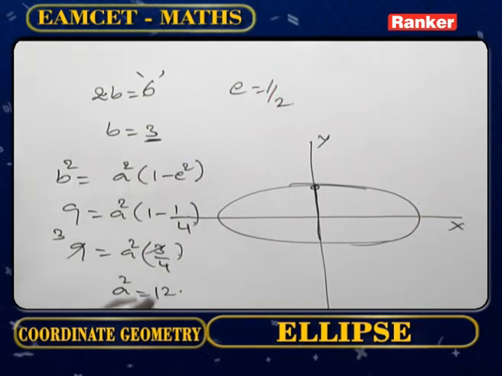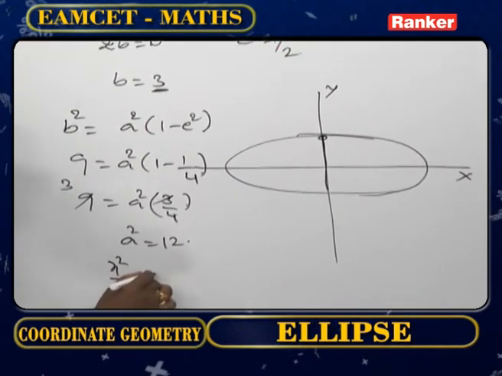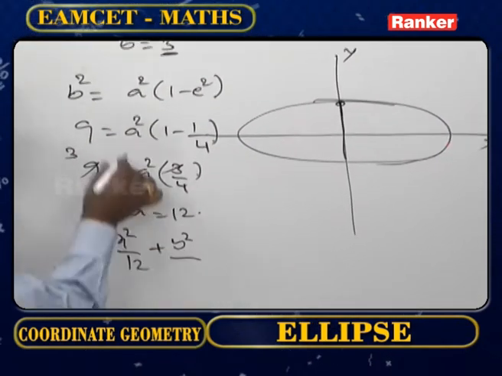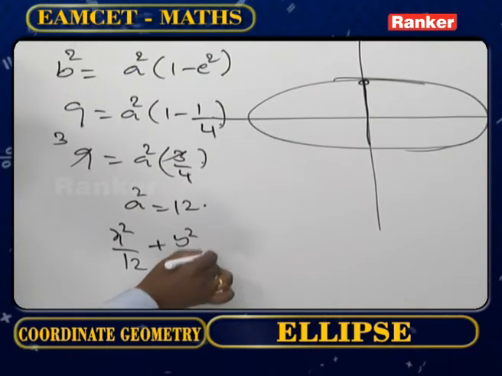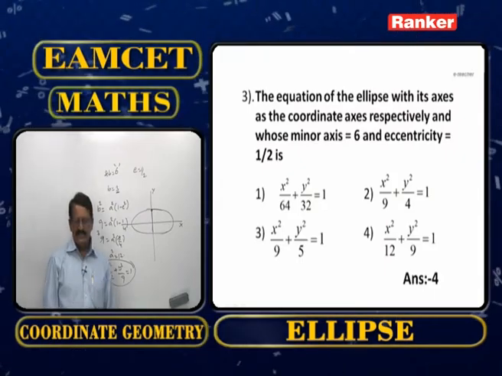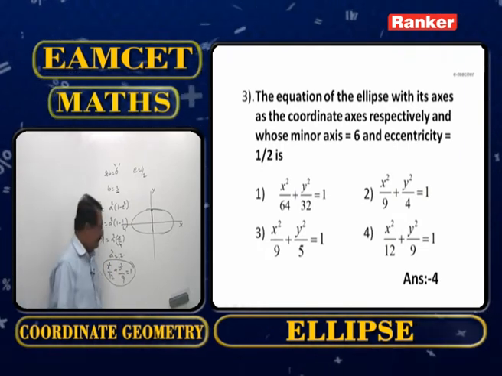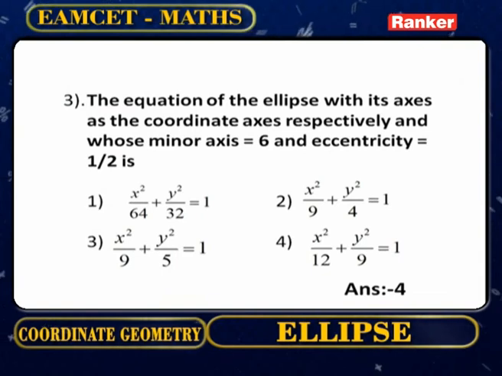Then the equation of the required ellipse is x square by a square, nothing but 12, plus y square by b square, which is 9, equals 1. The required equation of the ellipse is x square by 12 plus y square by 9 equals 1. Then the fourth option is correct.